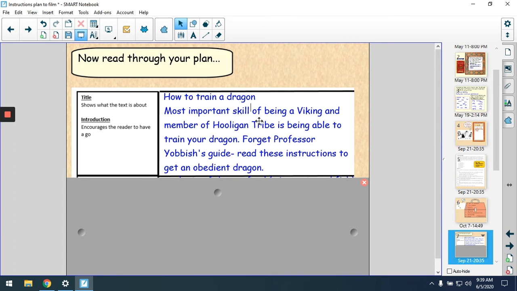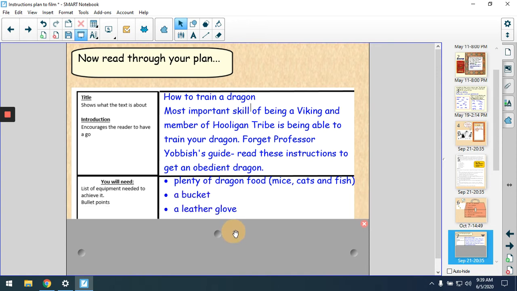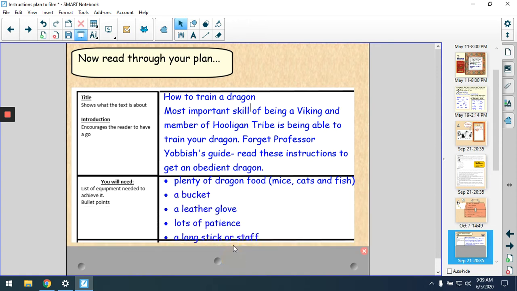Most important skill of being a Viking, a member of Hooligan tribe, is being able to train your dragon. Forget Professor Yobbish's guide. Read these instructions to get an obedient dragon. It's in note format. So a couple of bullet points in each section you will need. So I've decided I'm going to put plenty of dragon food, and I've put my brackets there to remind myself that I want to use it when I come to write it. Mice, cats and fish, a bucket, a leather glove, lots of patience, a long stick or staff.